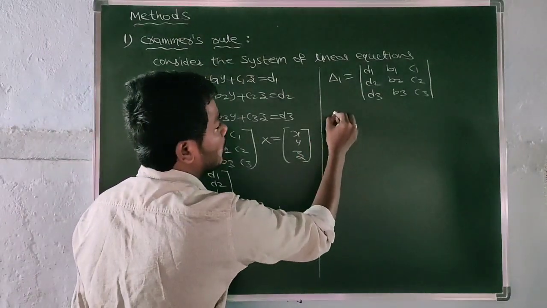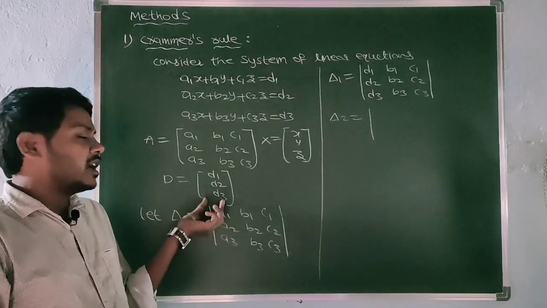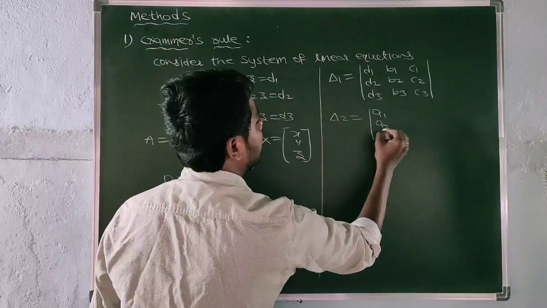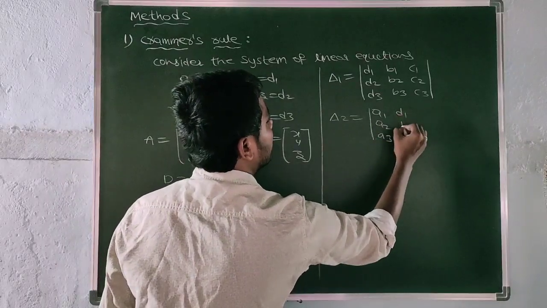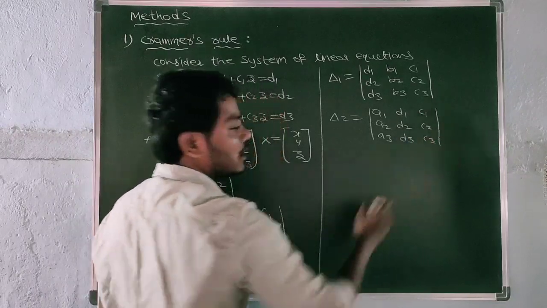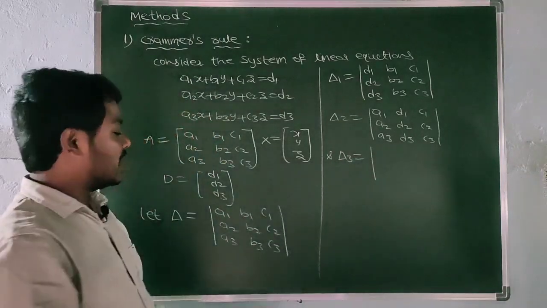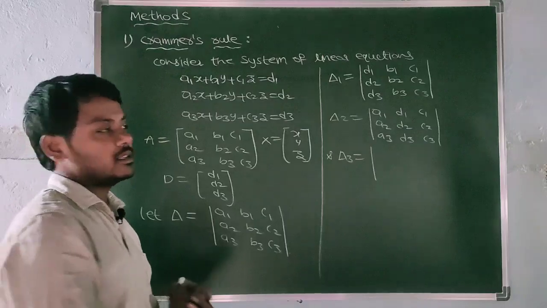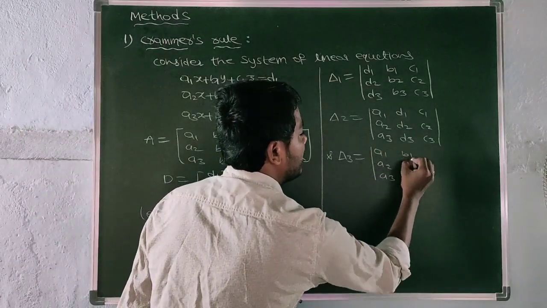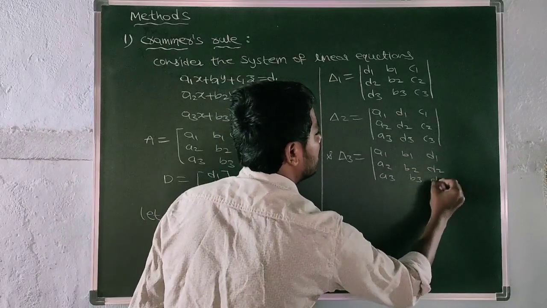Next delta 2. In delta 2, replace the second column with the constant matrix. So the remaining two columns are as it is, that are a1, a2, a3. Here d1, d2, d3. Next c1, c2, c3. And last one, delta 3. So here replace the third column with the constant matrix. So that is a1, a2, a3, b1, b2, b3 and d1, d2, d3.